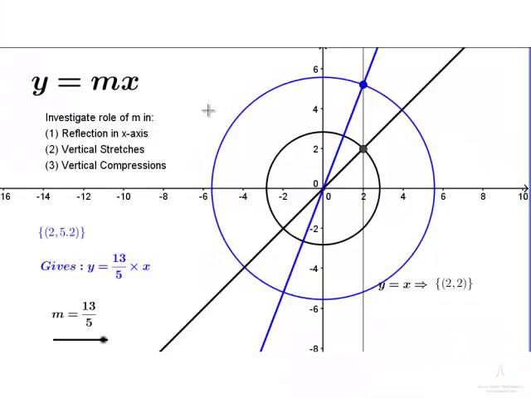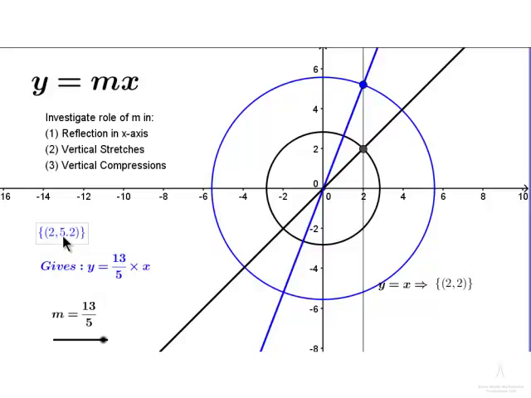Right, we now are going to investigate vertical stretches. So let's look at the setup here. Again, we have the basic straight line defined by y equals x, the black one, and I've selected a point with coordinates 2, 2 on it. The blue one is the transformed function. In this case, at the moment, defined by y equals 13 over 5 times x.